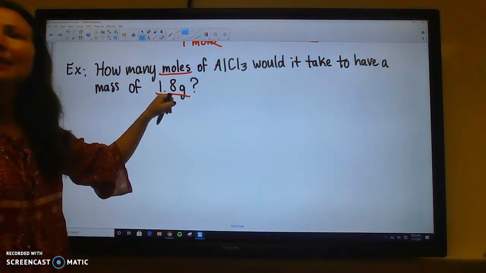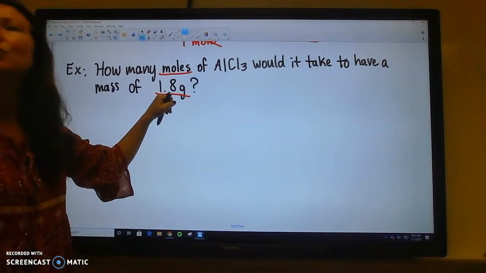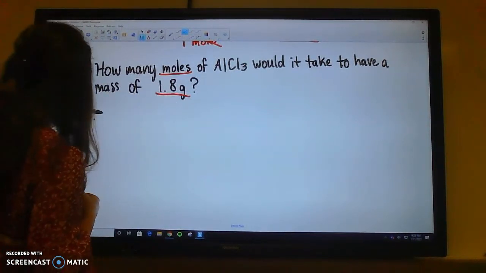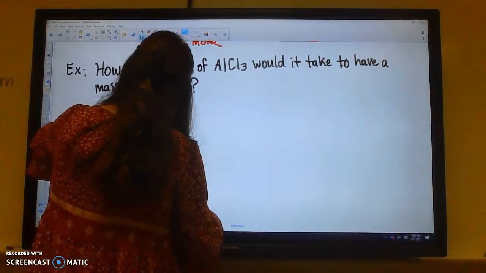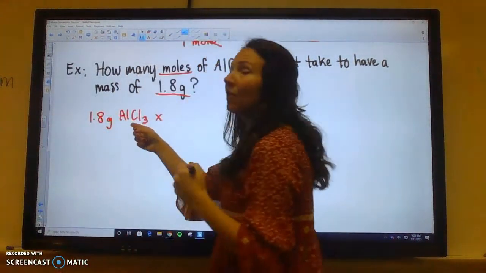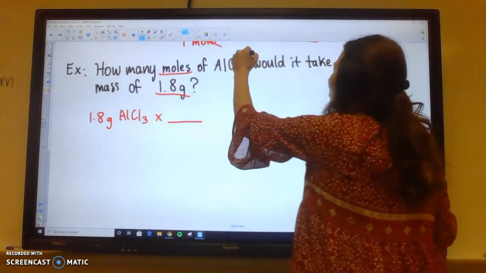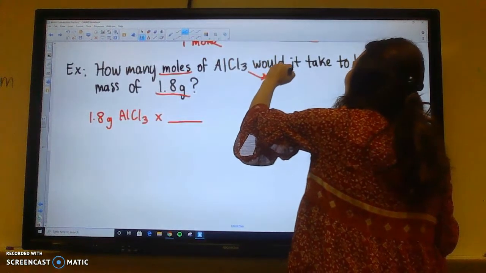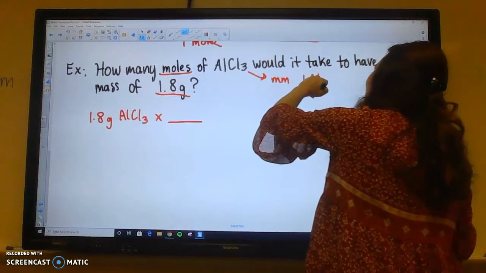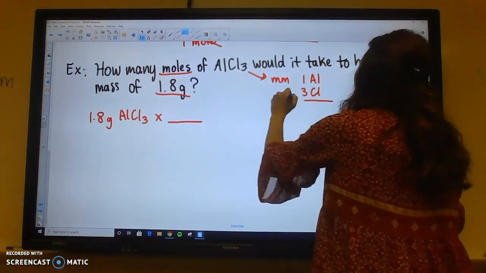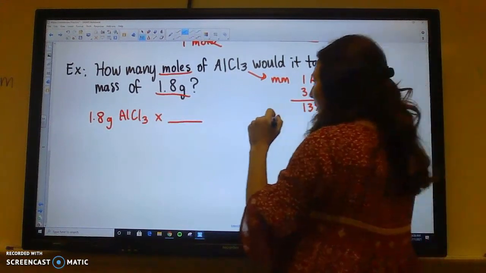The grams is what tells us we're going to need the molar mass. And it's not particles, so we don't need Avogadro's number. So we copy down 1.8 grams. It's aluminum chloride. It's not wrong if you don't copy the formula down. But the molar mass of aluminum chloride, we would have to take 1 aluminum, 3 chlorines, add all that together, and y'all got 133.33, which is nice.